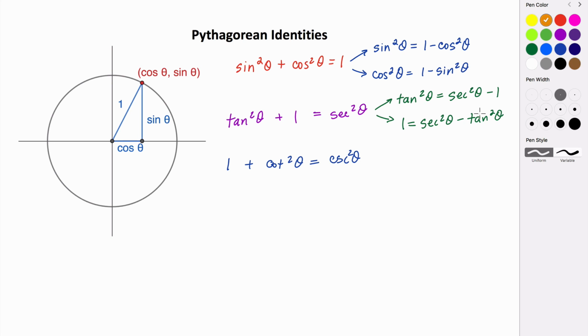And then again, just like we can do with these, we can solve for the different parts of this and isolate the different parts. So if I want to isolate my cotangent squared, I can subtract 1 from both sides. So I'll have cotangent squared theta equals the cosecant squared theta minus 1. Or maybe I want a third way to talk about 1. I can say that 1 is equal to, and then just subtract cotangent squared from both sides. So cosecant squared theta minus cotangent squared theta.